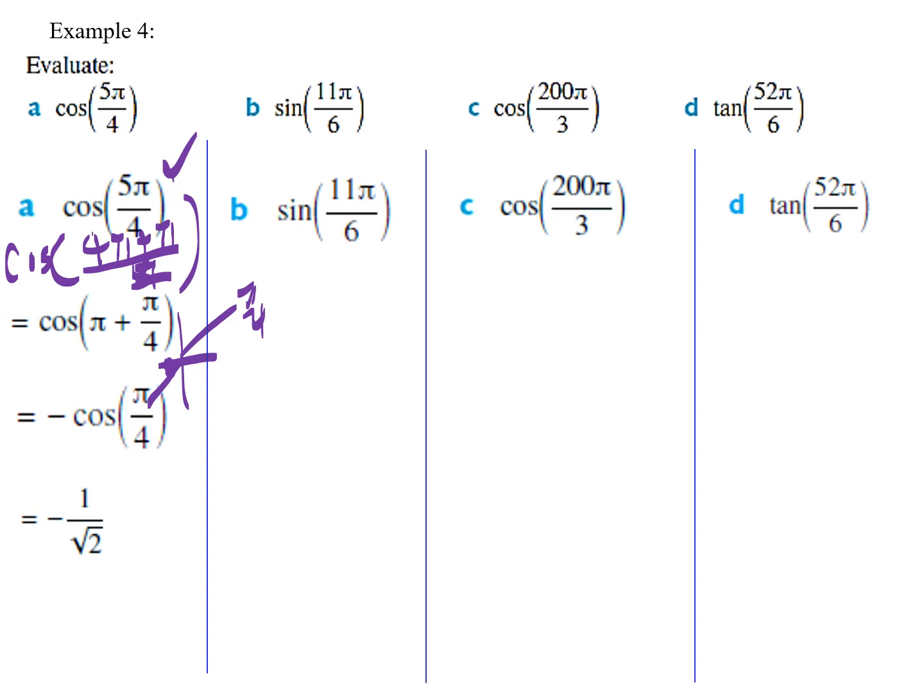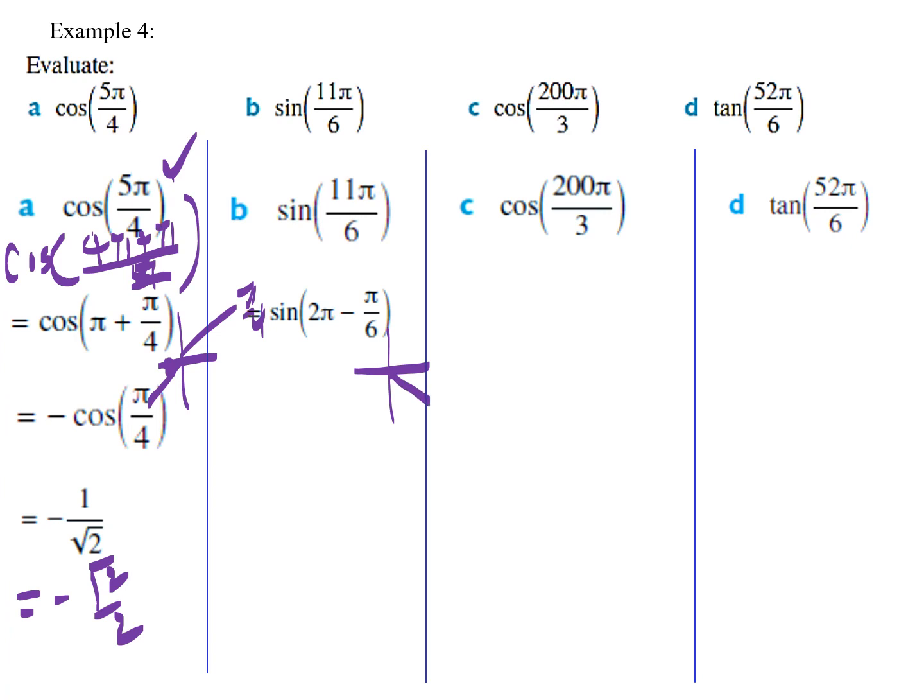So negative cos pi over 4 will be negative 1 over root 2, or negative root 2 on 2. All right, sine 11 pi on 6, I can write as 2 pi minus pi on 6, because I can say 11 pi is 12 pi minus pi. 12 pi over 6 is 2 pi, so it's 2 pi minus, which immediately helps us to recognize that it is actually in quadrant 4.